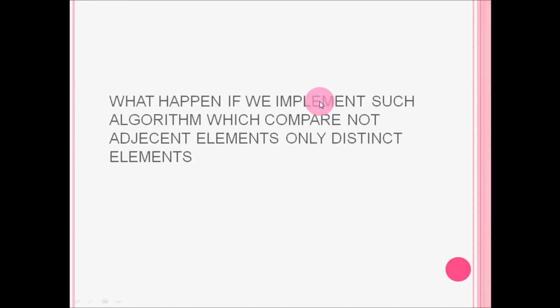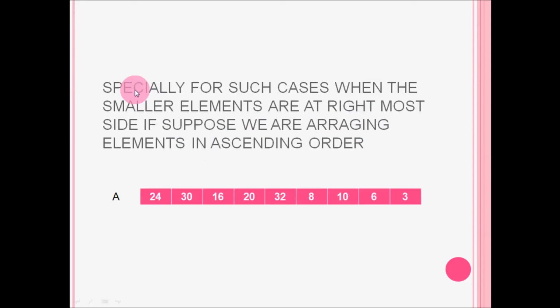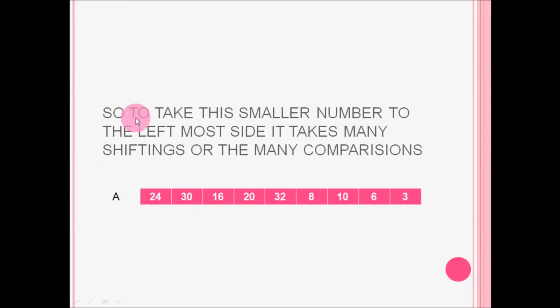What happens if we implement an algorithm which compares not only adjacent elements but distant elements too? Especially in cases when the smaller elements are at the rightmost side, and suppose we are arranging the elements in ascending order. If I have to arrange this in ascending order, I have to take this 3 here, which means a lot of shifting. To take the smaller number to the leftmost side, it takes many shifts and many comparisons.